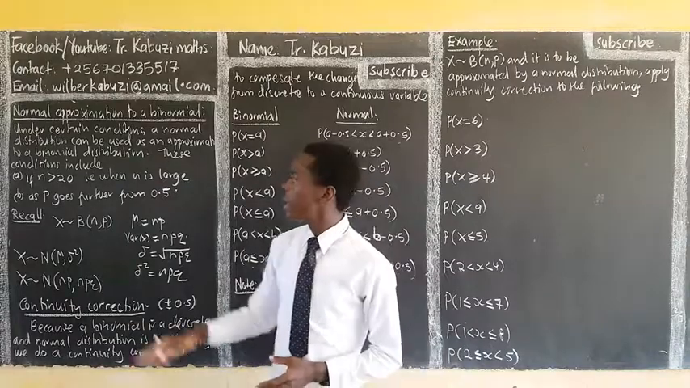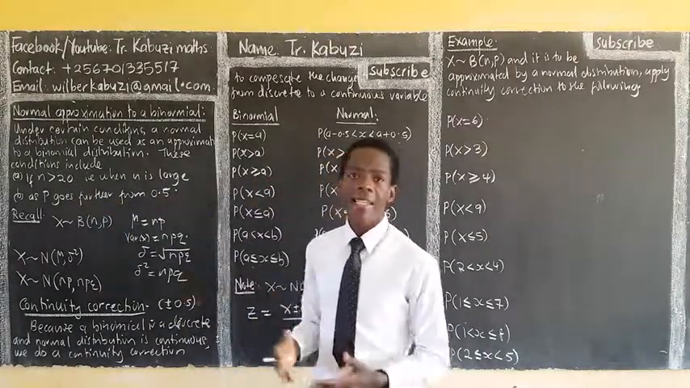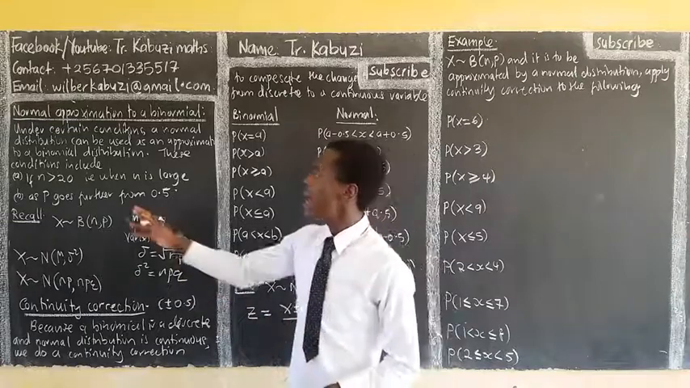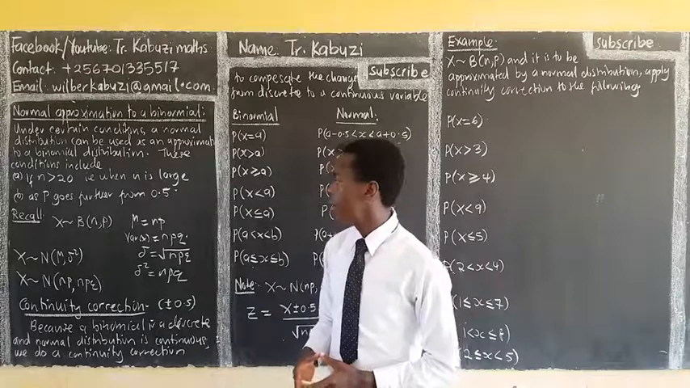How do we do that? We do that if n is greater than 20, i.e. when n is large, the number of trials is large, and as p goes far from 0.5.